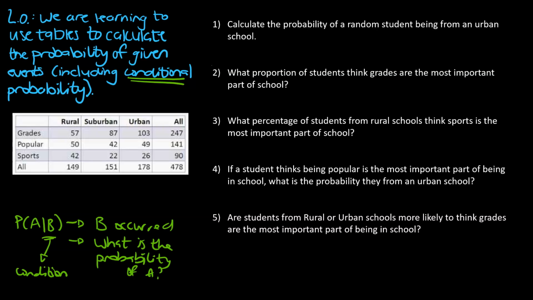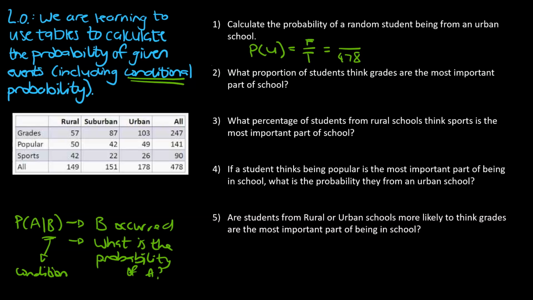Question 1, calculate the probability of a random student being from an urban school. So we're trying to find the probability of U, and we always find the probability by using our F over T approach. The question's asking us about random students. So how many people from this table could be a random student? That's actually all of them. Any of those students could be that. So that means the denominator is going to be 478.